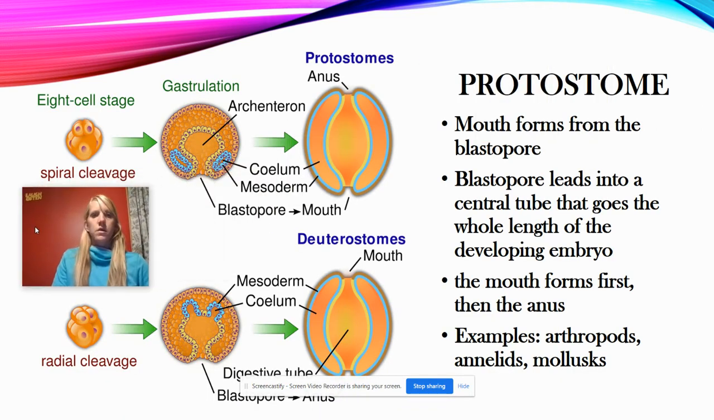Protostomes are animals where the mouth forms from the blastopore. So here you have, say up here, the sperm fertilized the egg, and so you get a zygote. And the zygote divides a bunch of times, and through spiral cleavage, you get this hollow ball of cells. And then what happens is you have all the germ layers here.